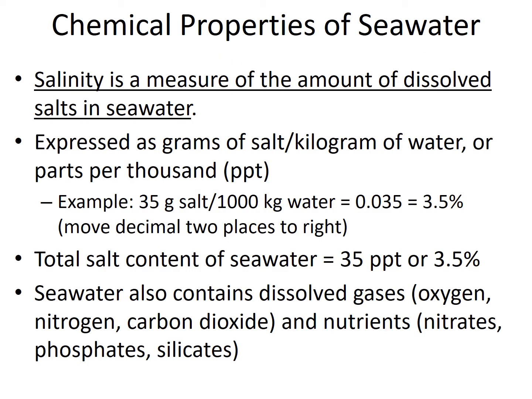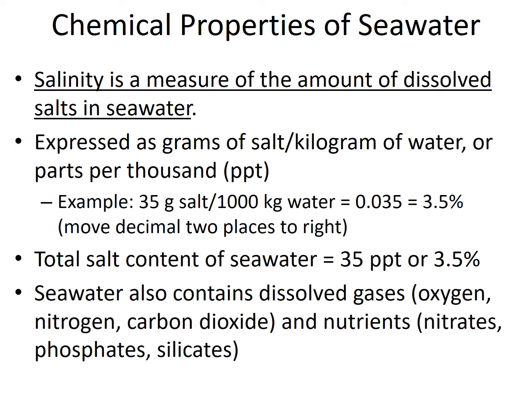So what are the properties of seawater? Seawater is unique from the water that we have every day. So let's talk about what makes it unique. Salinity is the measure of the amount of dissolved salts in seawater. We express this as grams of salt per kilogram of water, which works out to be parts per thousand. Remember when we were talking about river water and surface water, we were talking about parts per million. Here, when we get to seawater, we're talking about parts per thousand.